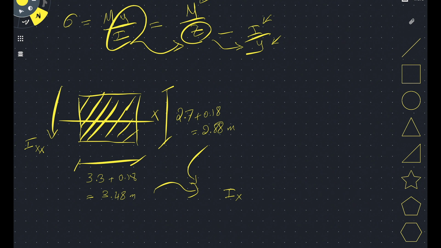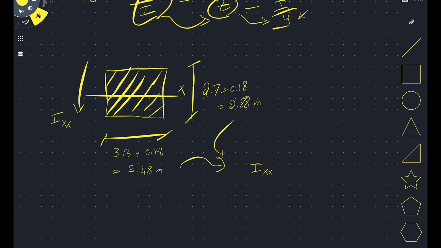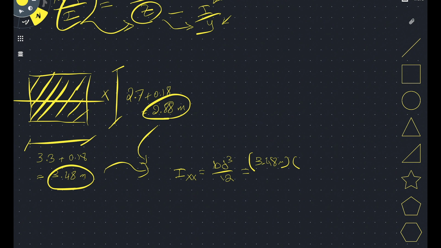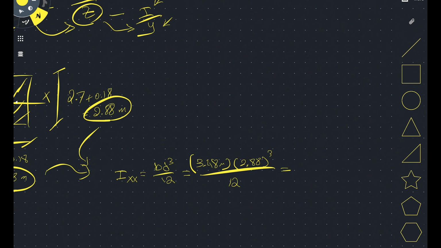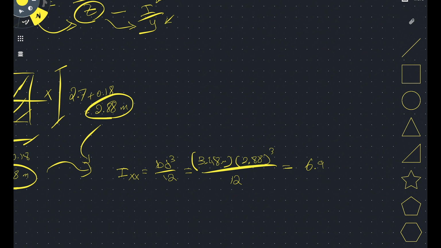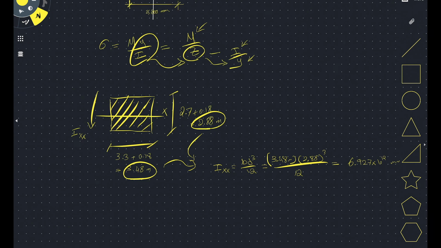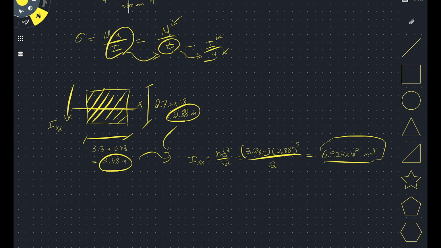My I-XX of a solid rectangle, like I'm sure all of you have done in structural mechanics at some point, is BD cubed on 12. In this case, my B is approximately 3.5 and my D is 2.88, to the power of 3, divided by 12. Let's work it out using millimeters just for consistency later on. That gives me 6.927 times 10 to the 12 millimeter to the power of 4. So that is my I of the big box.